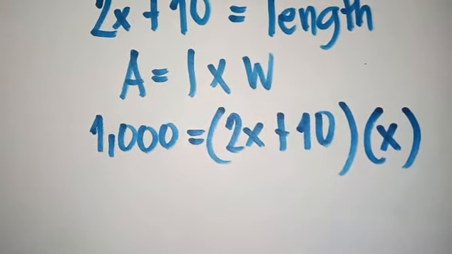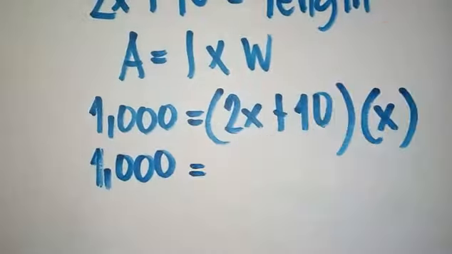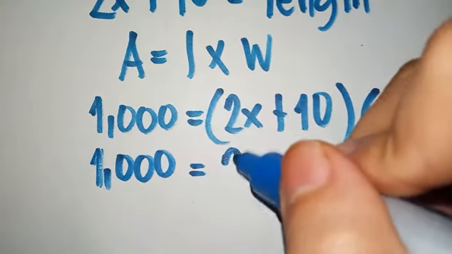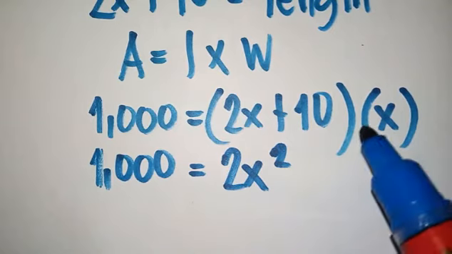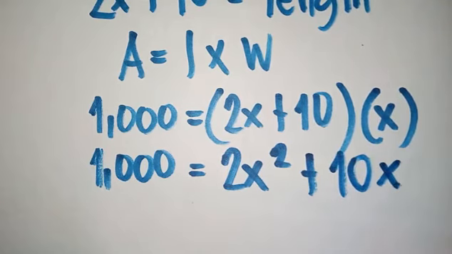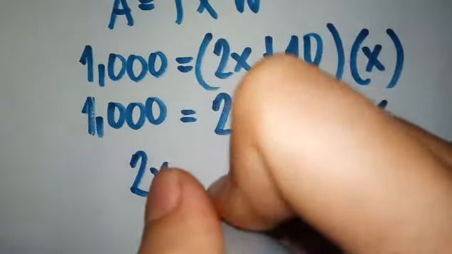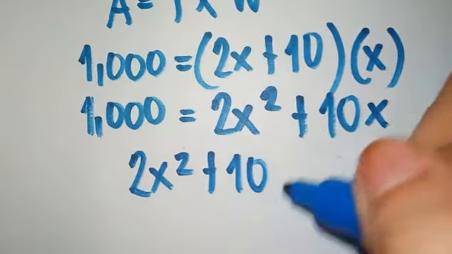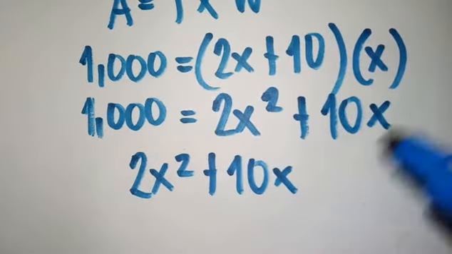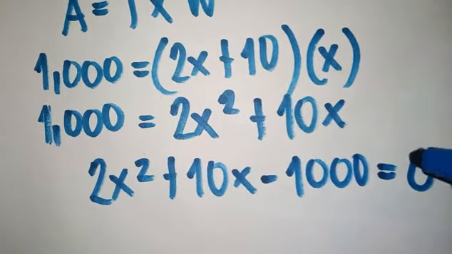Okay, so after that, i-distribute muna natin. So now, we have, copy muna natin yung 1,000 is equal to x times 2x will give us 2x squared. Then, 10 times x will give us positive 10x. Ngayon, isulat natin siya into general form. So, we have now 2x squared plus 10x. Ito, ipupunta lang natin sa kabila, magiging negative 1,000 is equal to 0.